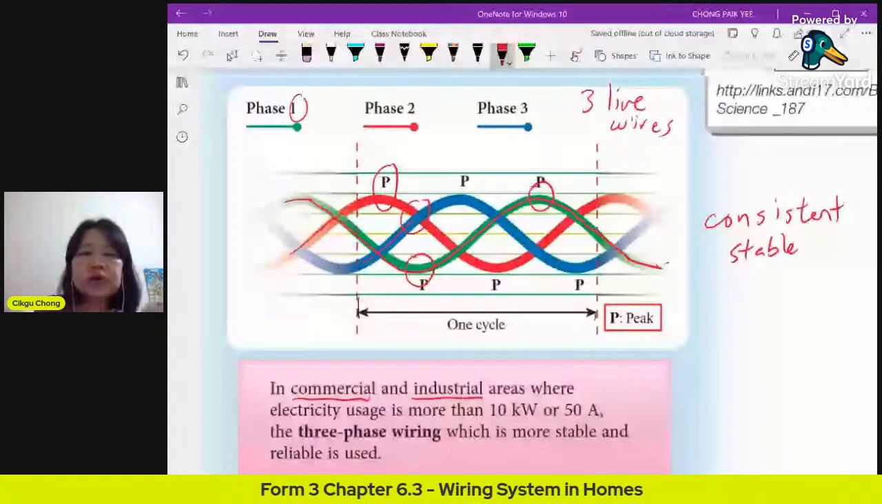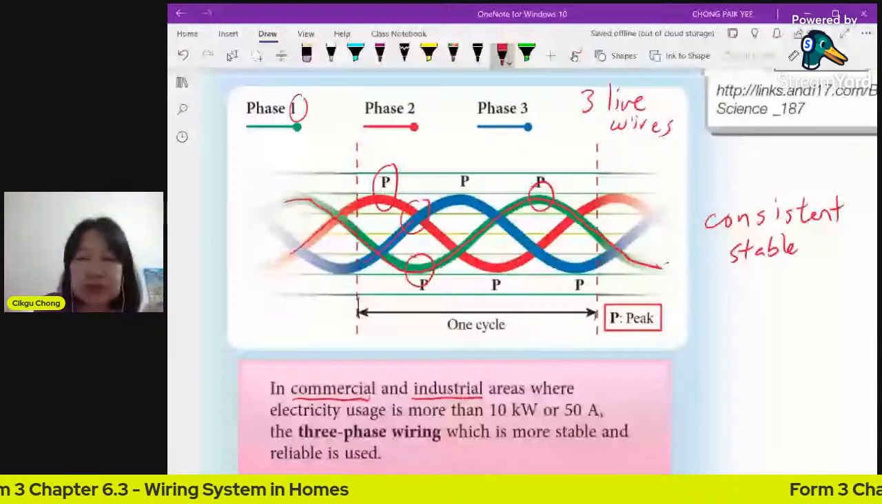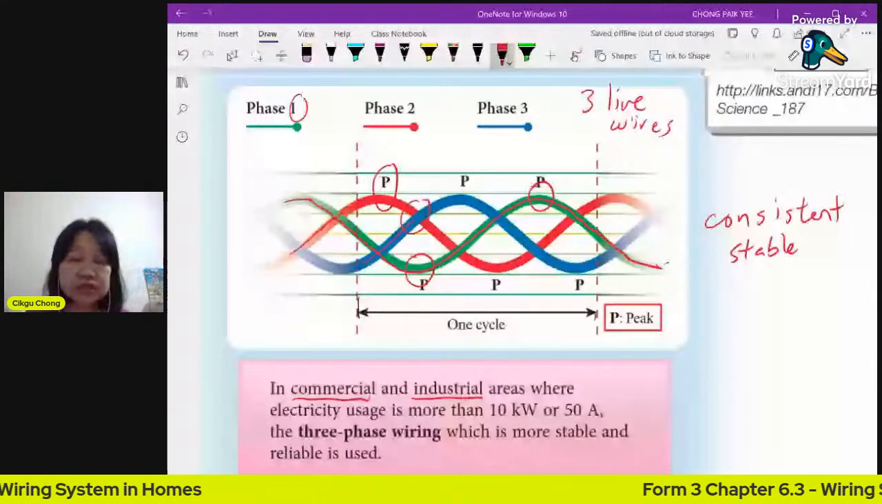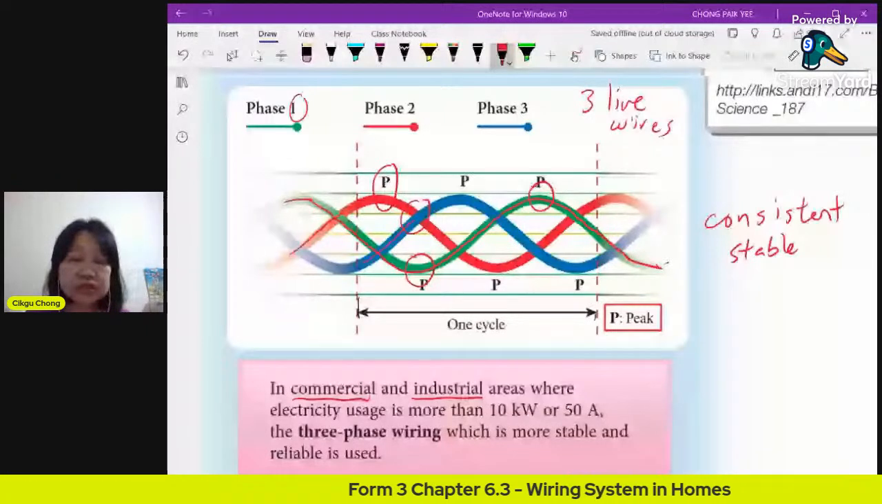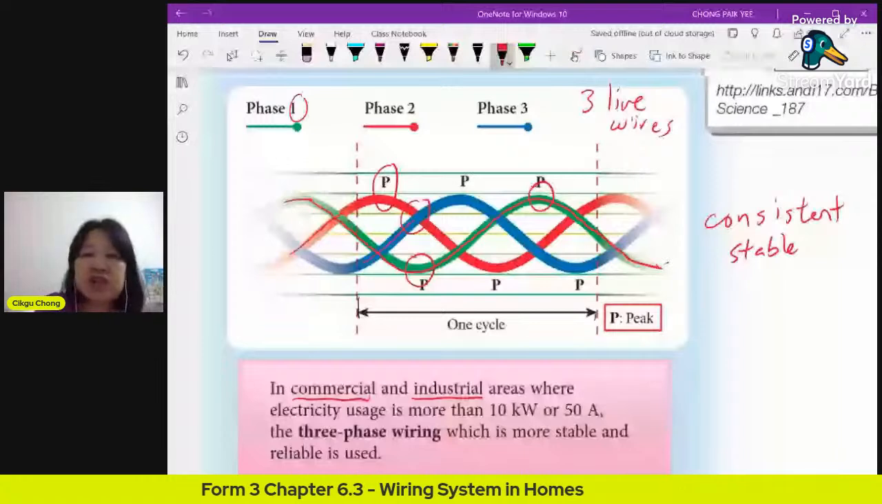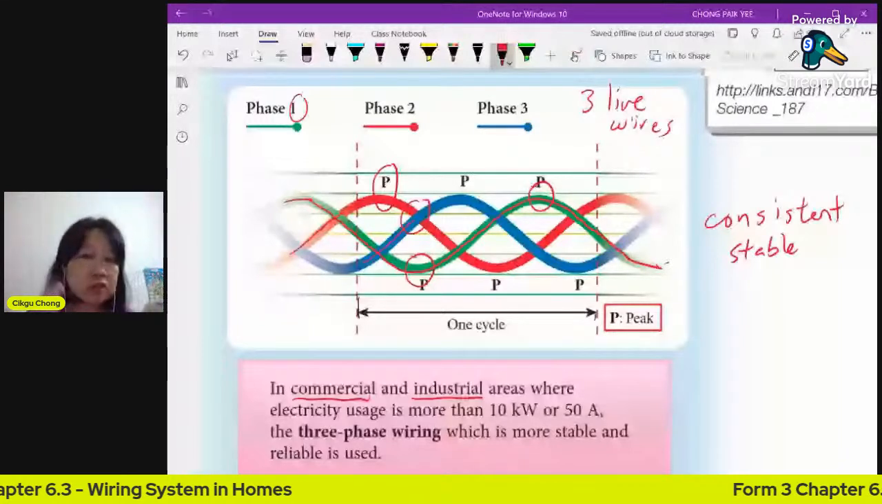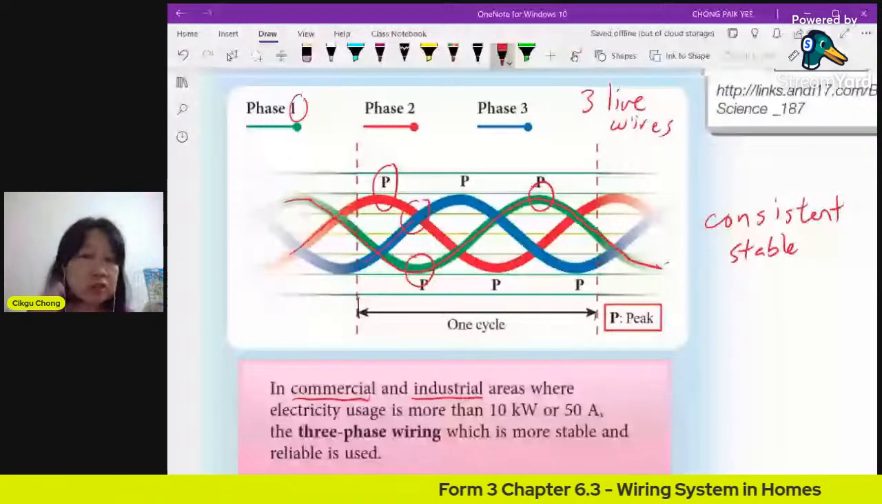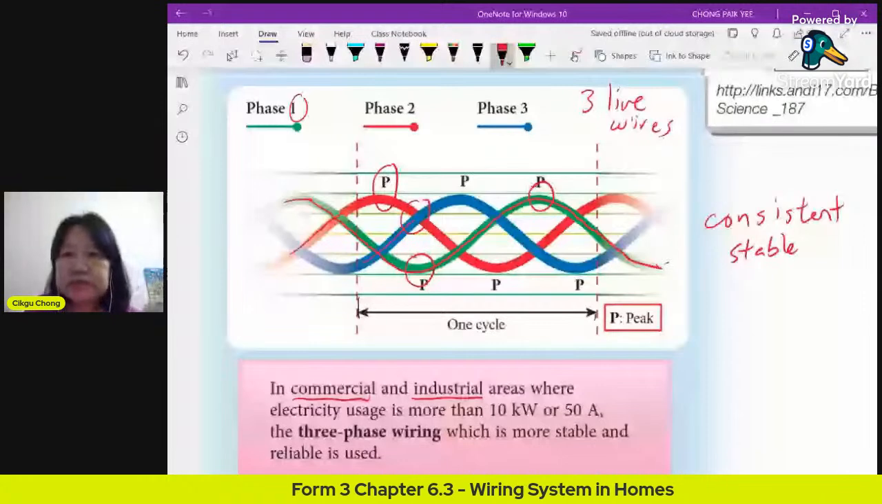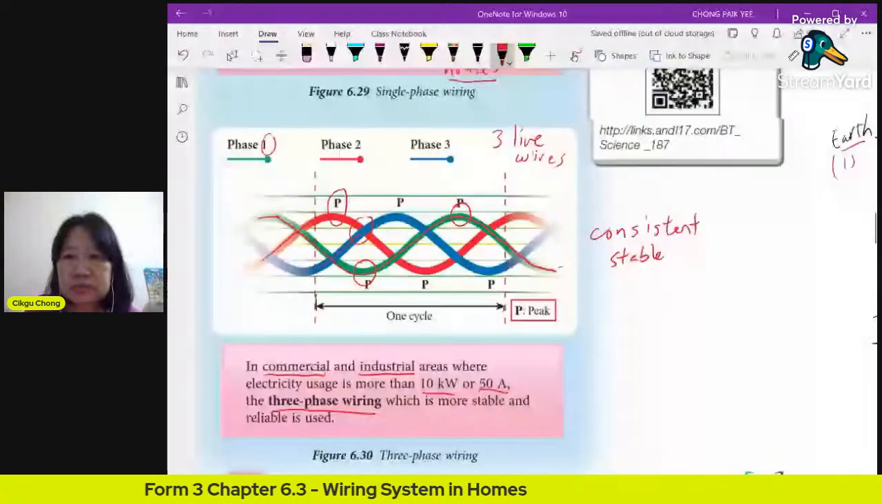So you need electrical appliances with high power, at least more than 10,000 watts, all added together. You also have current that's very high. So three-phase wiring is more suitable for that. More stable, the current is more consistent. So let's look at some differences between the two-phase, single phase, and the three-phase. So you can see what is the advantage of having a three-phase.